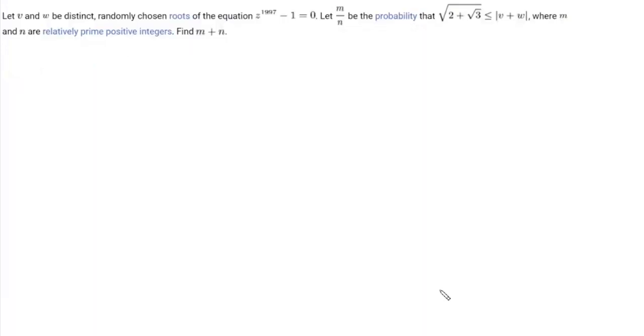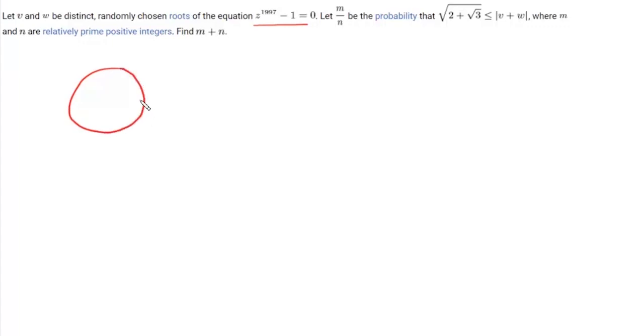Now the question is: let V and W be distinct randomly chosen roots of the equation z to the power 1997 minus 1 equals 0, and let m by n be the probability that root of 2 plus root 3 is less than or equal to mod of v plus w, where m and n are relatively prime positive integers. Find m plus n.